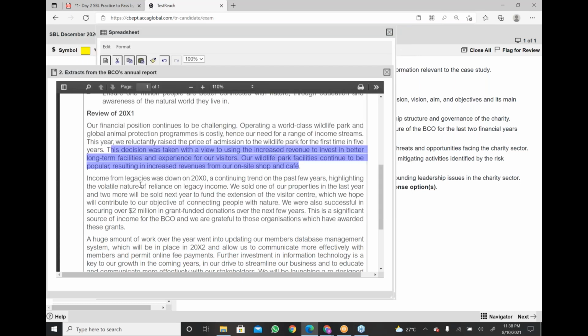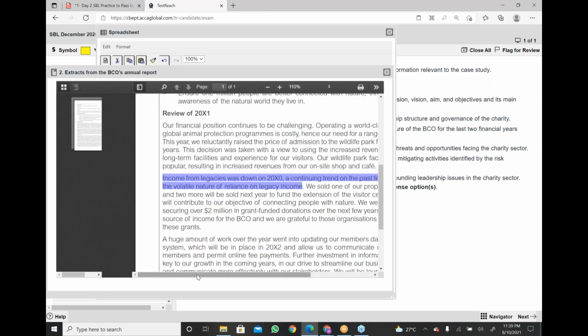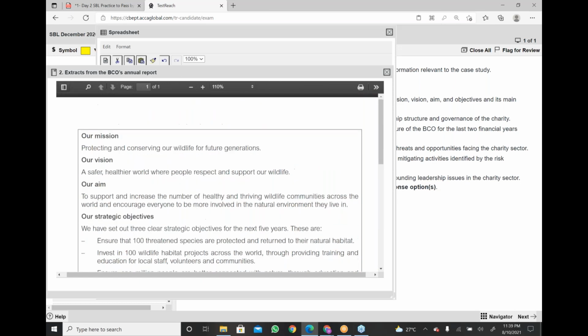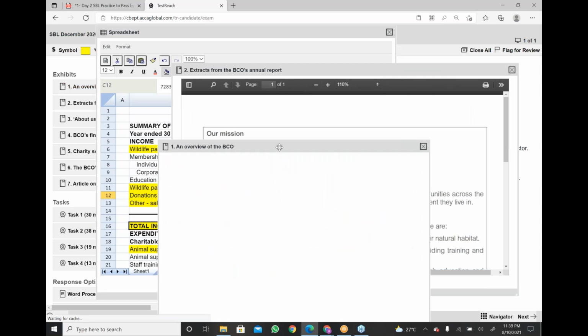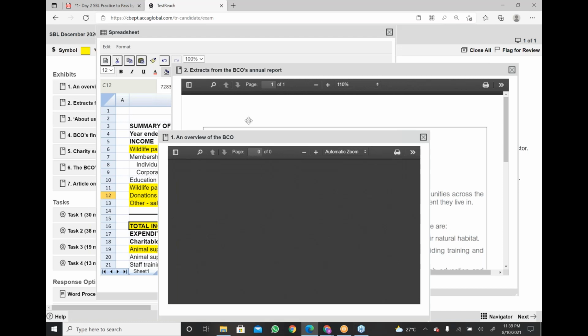Right. What about income from legacies was down on a continuing trend on the past few years, highlighting the volatile nature. Where can I use this one? Income from legacies. So you remember the biggest variance on the revenue side was donations, grant, and legacies. This one, right? It went down by 1.3. The donations, grant, and legacies have gone down. So I can use this sentence to support this. And also in some background, in some exhibit, I think in overview, it was mentioned that this country is facing a lot of economic issues right now. So donations are going down, income from legacies are going down, whatever.